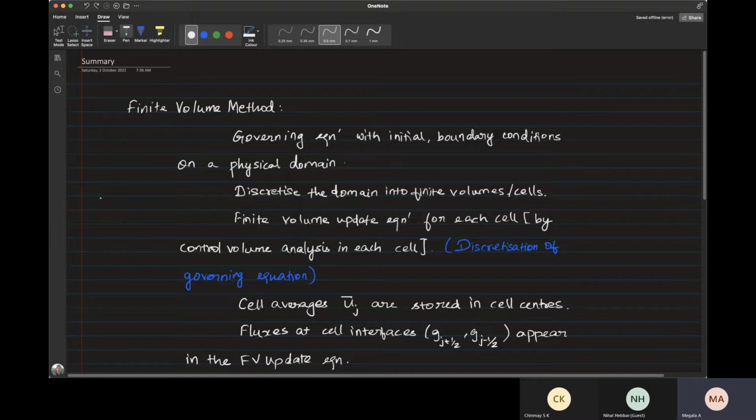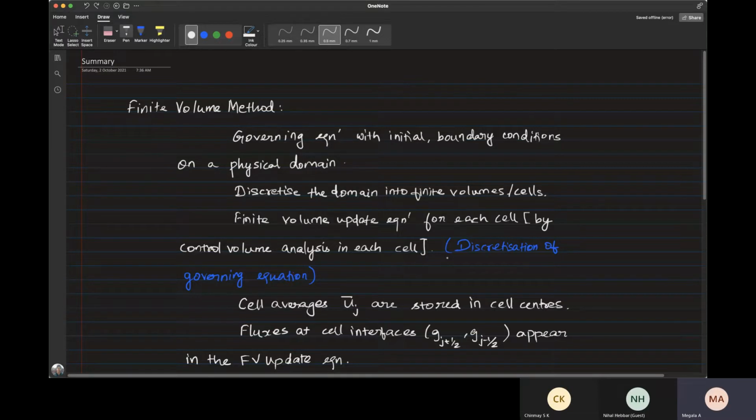If you have such a problem, then you first discretize the physical domain that you're given into finite volumes or cells. This is the first step, known as domain discretization. Next, you will find the finite volume update equation for each cell. This is done by doing control volume analysis in each cell, which we have seen quite some time back. This is basically known as discretization of governing equations. By control volume analysis, you will obtain an equation that's going to be the discretized form of the given governing equation. This way you have now discretized the domain and discretized the governing equation.